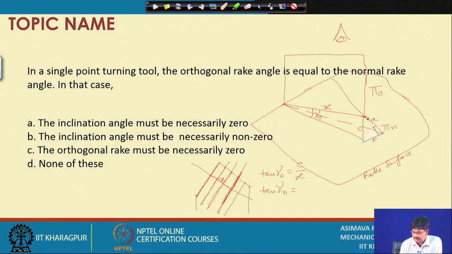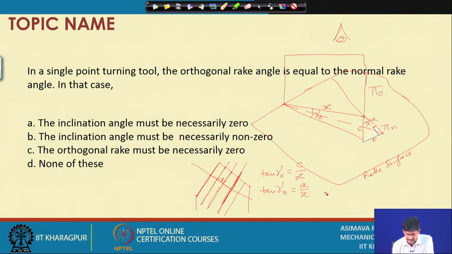A divided by x. Now, what about this angle? This must be lambda, because the inclination angle and the rake angle have this particular angle between them. Sorry, I am always using the wrong terminology: the normal plane and the orthogonal plane have angle lambda between them. Hence, this must be lambda. So, we now have a relation between A and C.